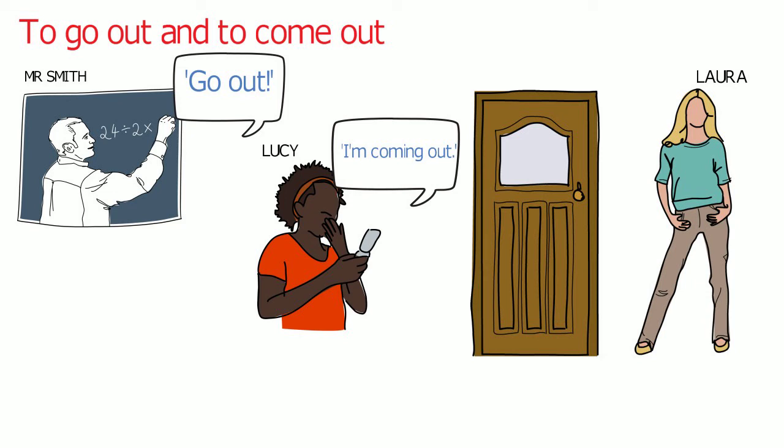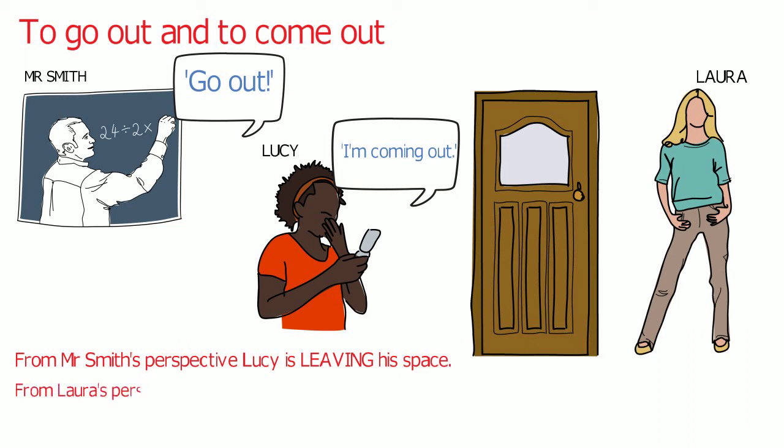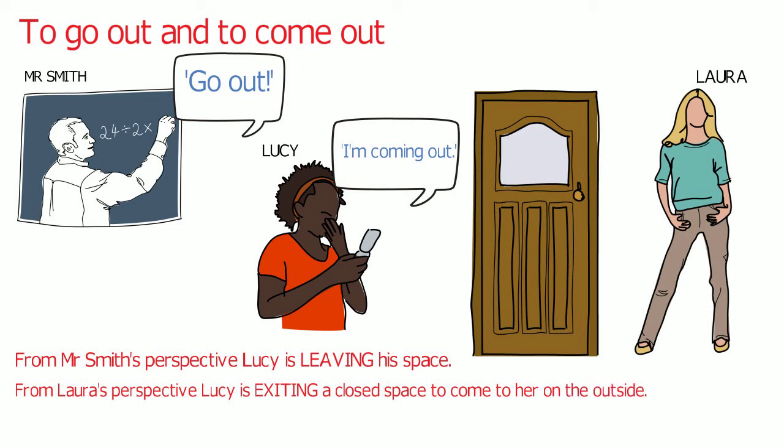Well, again, it all depends on the perspective of the person you are talking to. Mr. Smith and Lucy are in the same closed space, and so from Lucy's perspective, she is leaving to go to the outside. Laura is on the outside, and so from her perspective, Lucy is exiting the closed space to come to her on the outside. For the person on the inside, it's to go out. For the person on the outside, it's to come out.